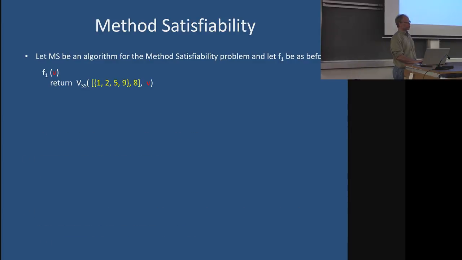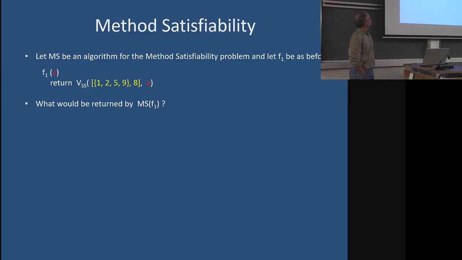Okay, so here's our first one, the F1, that works with the subset sum problem. And what would be returned if we passed F1 to MS? What's MS's job when we pass this thing? The yellow part? No, it doesn't return the yellow part. Yeah, it returns a solution to the yellow part.